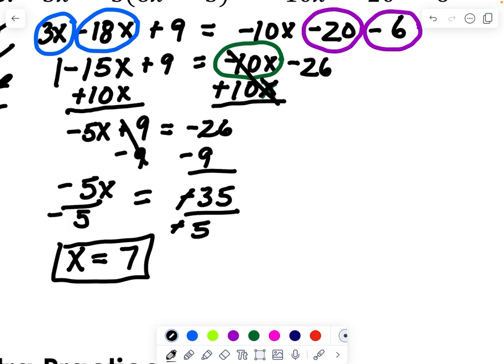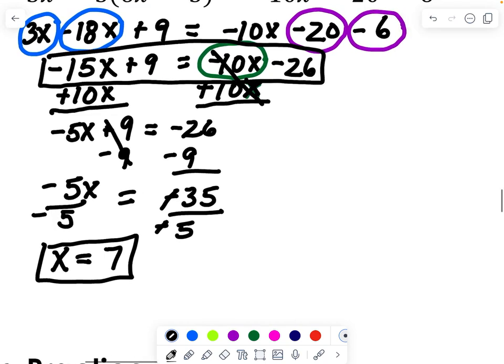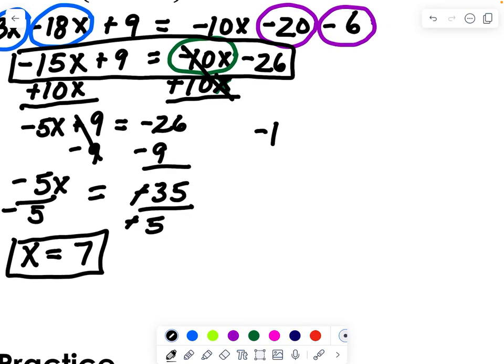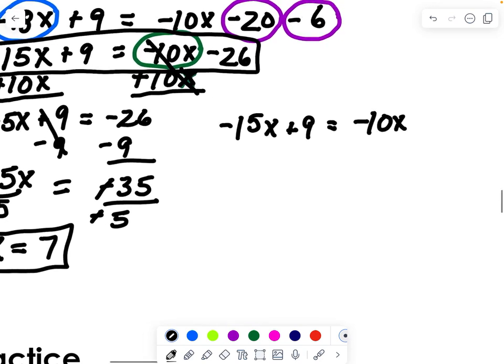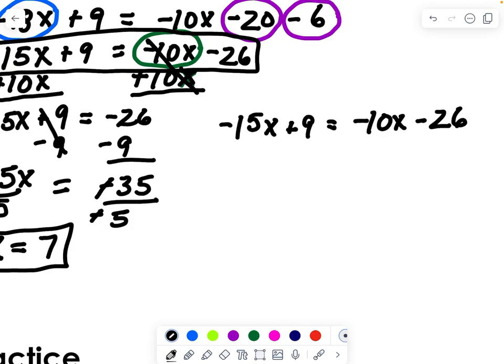Now, at this step right here, I'm just rewriting that step right there. Negative 15x plus 9 equals negative 10x minus 26. I actually ended up moving the bigger one. I don't know if you guys noticed that. I moved the bigger one because negative 10 is actually bigger than negative 15. And I did that on purpose, okay?